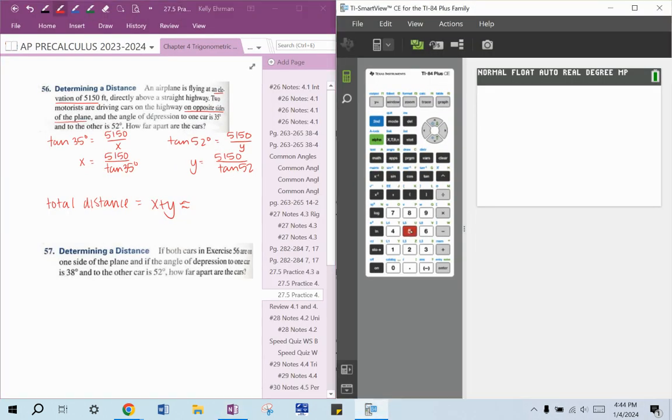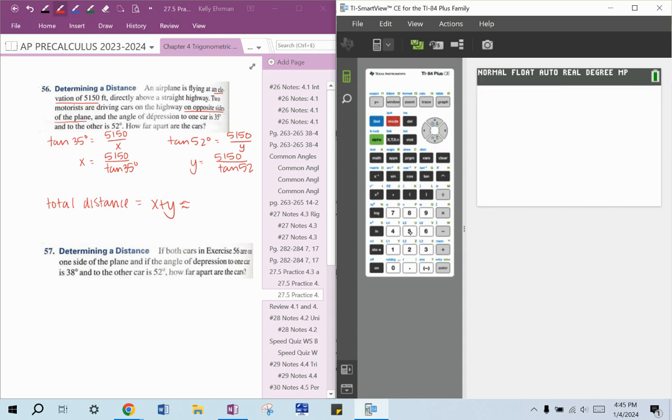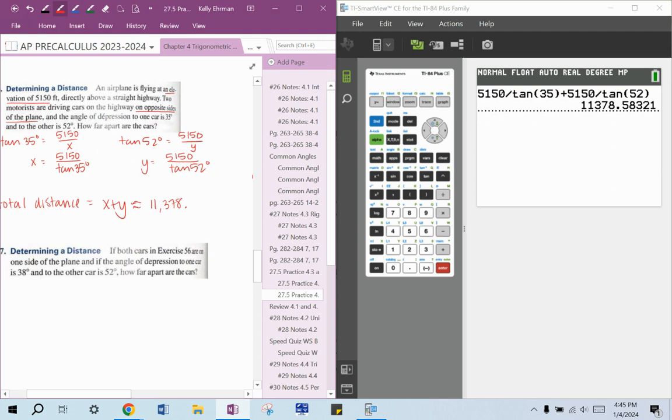All right, so check your mode again. We should be in degree mode, which we are. If you're not, press mode, go down here and make sure degree is highlighted and press enter. So 5,150 divided by the tangent of 35 degrees. And then we're adding to that 5,150 divided by the tangent of 52 degrees. And we get 11,378.583. And this is measured in feet because that's what the elevation was measured in.